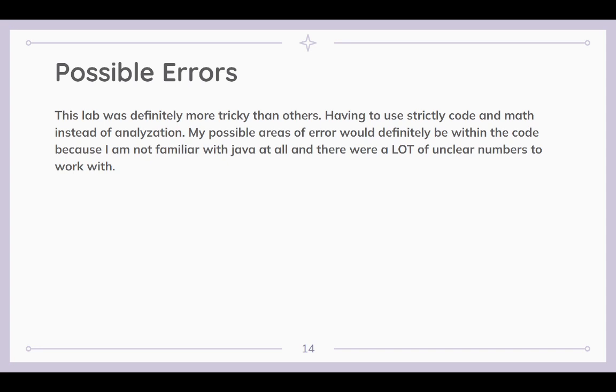Possible errors. This lab was definitely tricky, so I think a lot of my errors might have come within the actual code itself, just because I'm not really comfortable with using GlowScript, so there were a lot of unclear numbers we were working with.